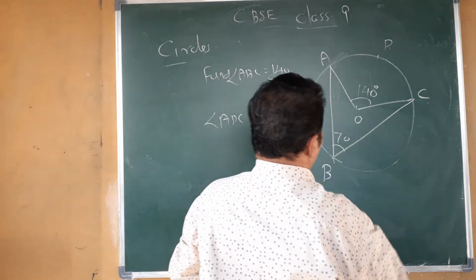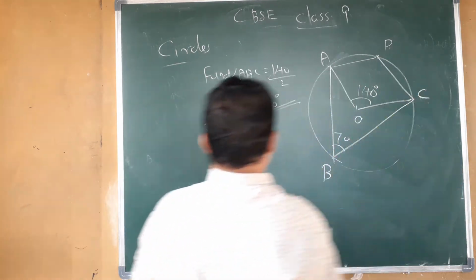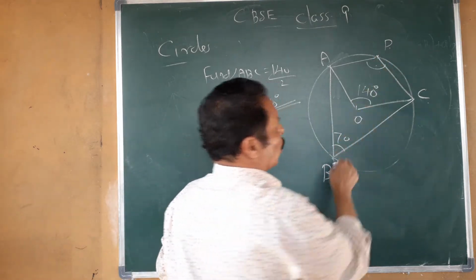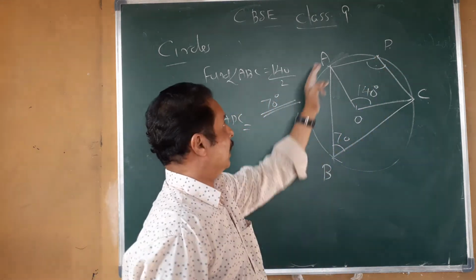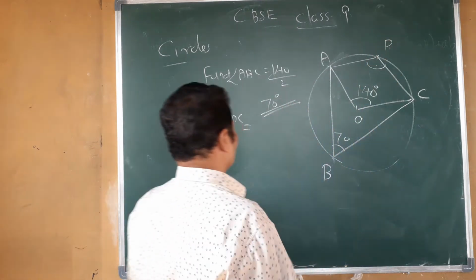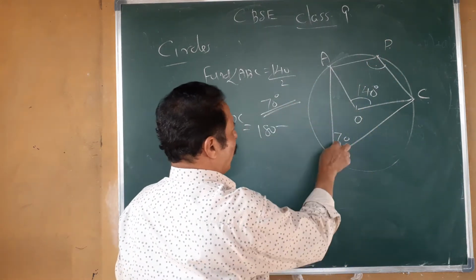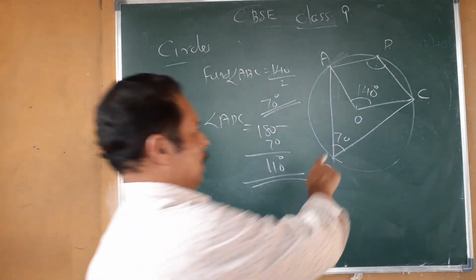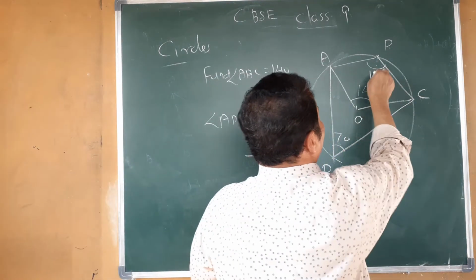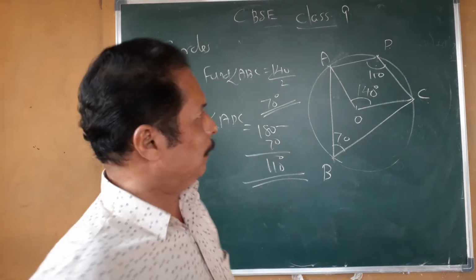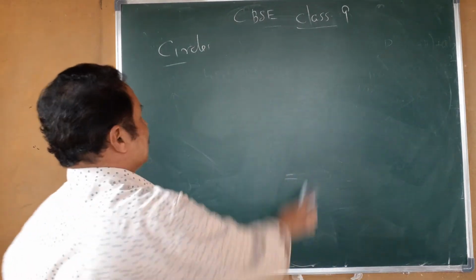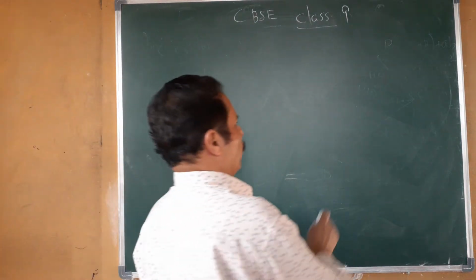Now this is 70 degrees. And another question is angle ADC. You studied that these two angles are opposite angles of a cyclic quadrilateral. ABCD is cyclic. Therefore, angle ADC is 180 minus 70 equals 110 degrees. These two angles add up to 180 degrees because they are in a cyclic quadrilateral. Opposite angles of a cyclic quadrilateral are supplementary. You see that? One more example.